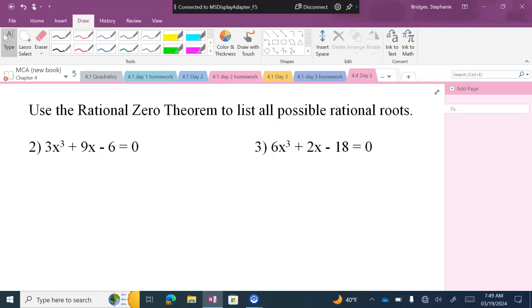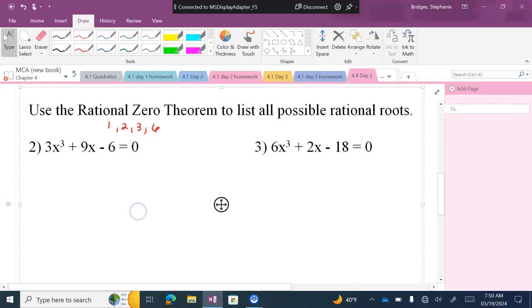Okay. List all of the factors of your constant term. That's the term with no variable. List all of your factors with your leading coefficient. That's the coefficient of the highest degree. And then we're going to start. What are my factors of 6? 1, 2, 3, 4. There we go. Okay. 1 times 6, and then 2 times 3. Those are my factors. And what are the factors of 3? 1 and 3.